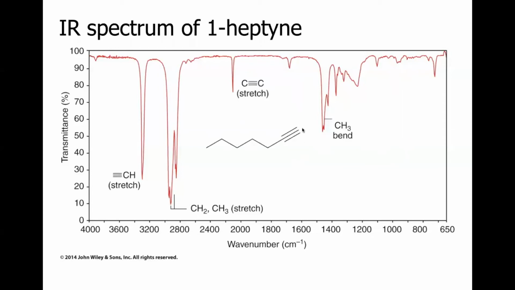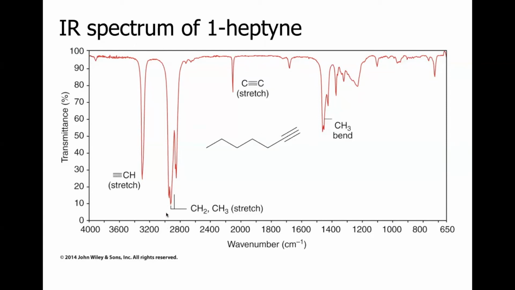But remember, it has to be on the end, because if it was in the middle, then we would have no H attached. Because remember, when you have an sp hybridized carbon, there's only the chance of having one additional atom attached. And again, the whole rest of this molecule is all sp3 hybridized, so we're going to see this nice peak below 3,000.